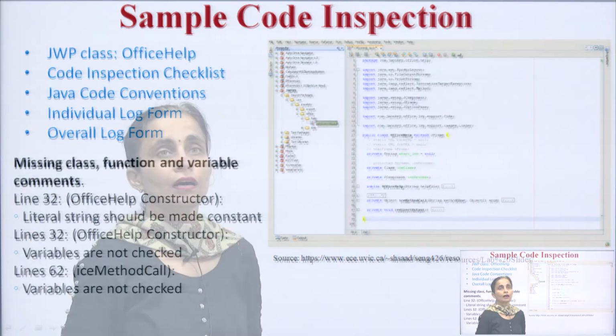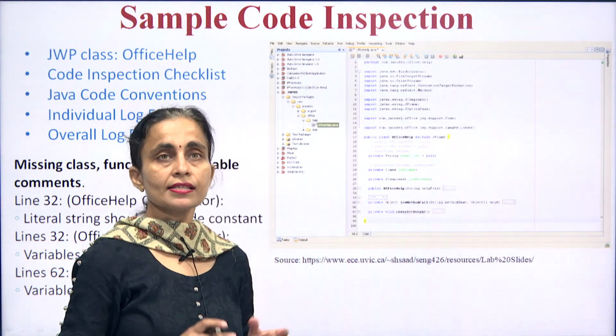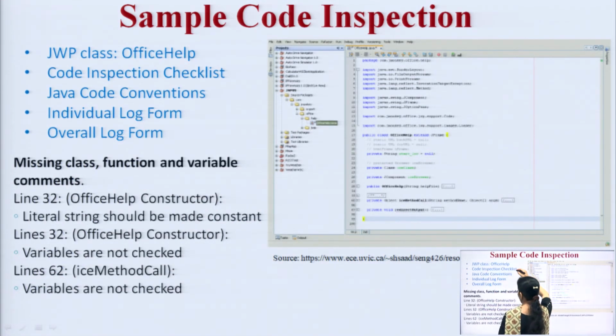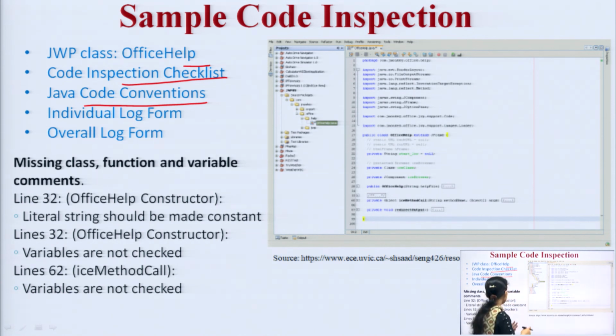Then we can say that there is a sample code inspection. This code inspection is done by industry people, by various software testers, in the JWP class, using Office help, and the code inspection checklist is also prepared. Then different Java code conventions are used, an individual log form is generated, and then we derive an overall log form. This is a sample template being shared for the Office help.